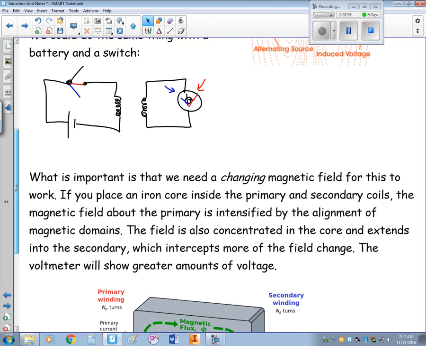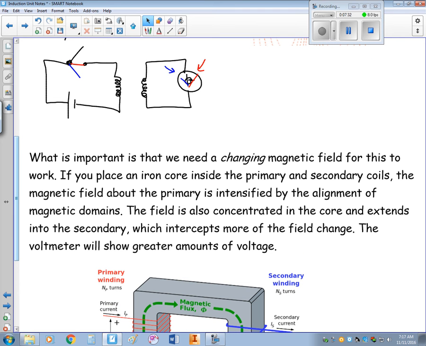What makes this important is that we need a changing magnetic field for this to work. So transformers do not work with batteries. It's not like you can hook a battery up to a transformer and make this work. It has to be alternating current only, because we need that changing magnetic field.